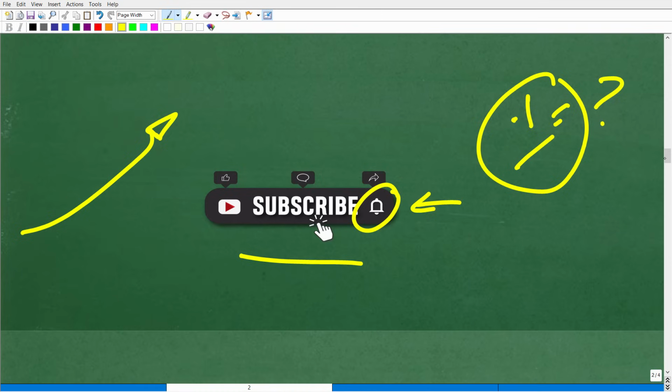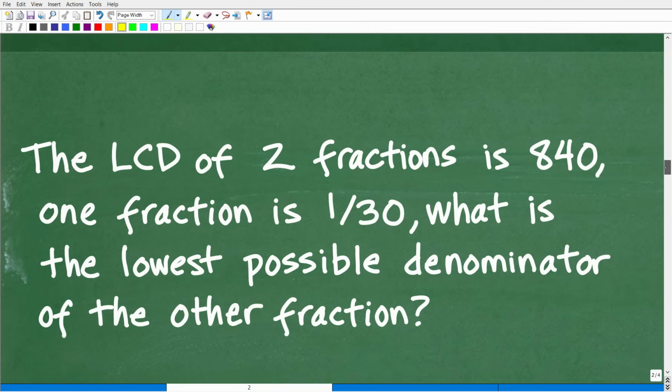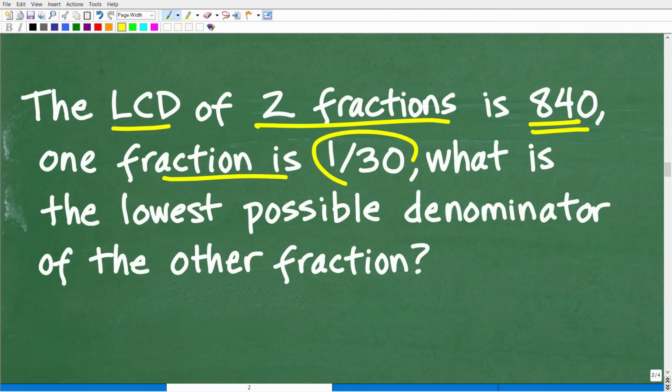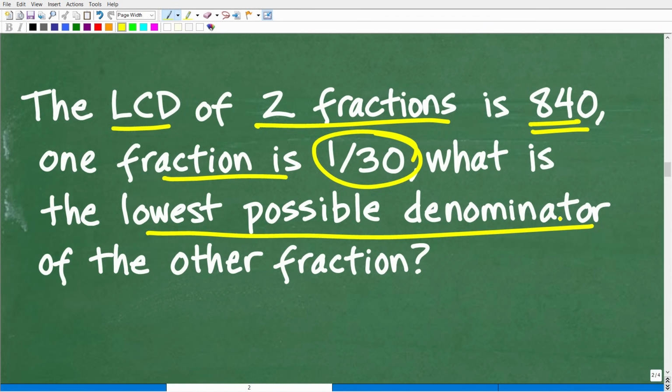But let's get back to this problem because we do have a lot of work to think about to solve this problem. All right, so I needed to set this up and make sure you understood what the LCD is and that we can have two fractions with the same LCD, but they can have different denominators, right? So we saw that in this example. So the LCD of these two fractions is 840. One fraction is 1 over 30. What is the lowest possible denominator of the other fraction?